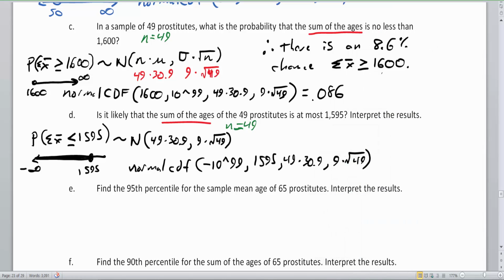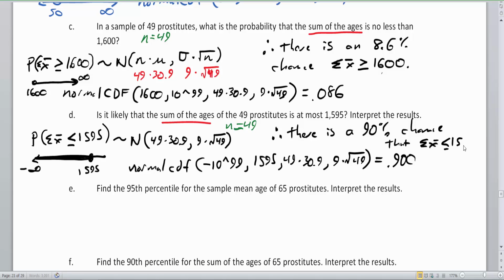All right, so let's write the answer down here. 0.900 if you want to be stylistic. Therefore, there is a 90% chance that the sum of x bar is less than or equal to 1,595.